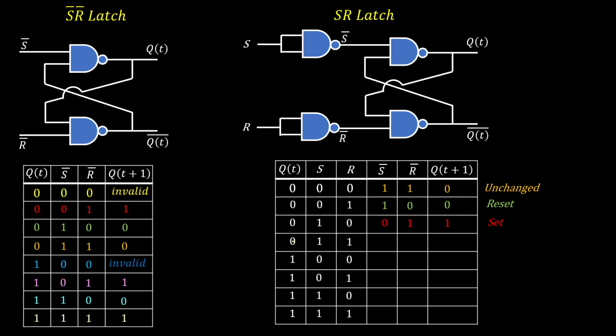Now for next state, present state is 0, S and R both are 1, 1, so S bar R bar both are 0, 0. So here, next state has to be an invalid state. Next state, present state is 1, inputs are 0, 0. So yes, S and R both are 0, so S bar R bar both are 1. So next state has to be 1.